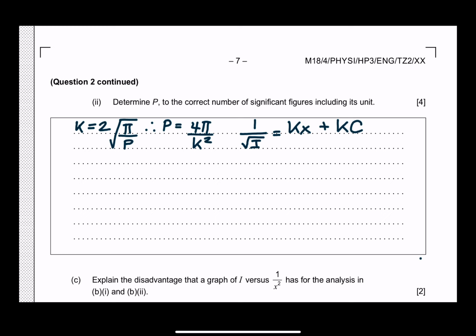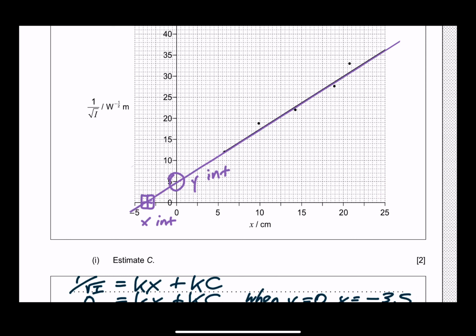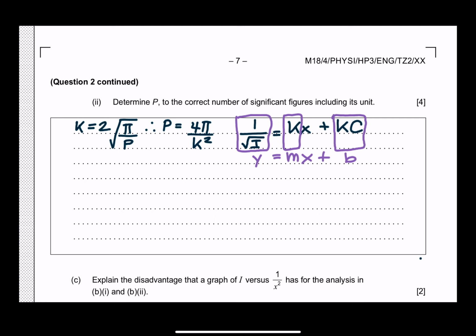We're also given this expression, 1 over radical I equals kx plus kc, which fits the equation of a line. So let's take a look at the graph. We see our graph is 1 over radical I on the y-axis, and then distance from the cover of the lamp is given as x. So we can see that 1 over radical I is y, k is the slope, and k times c is the y-intercept.